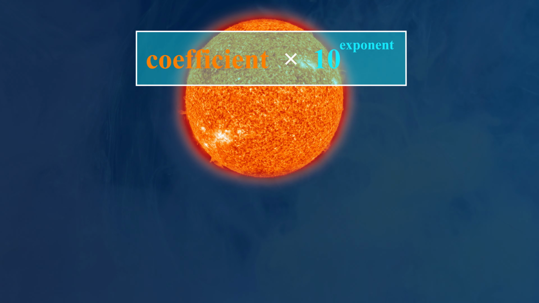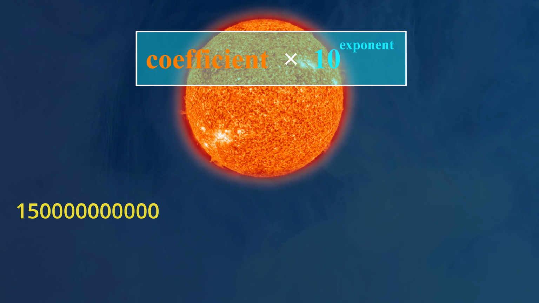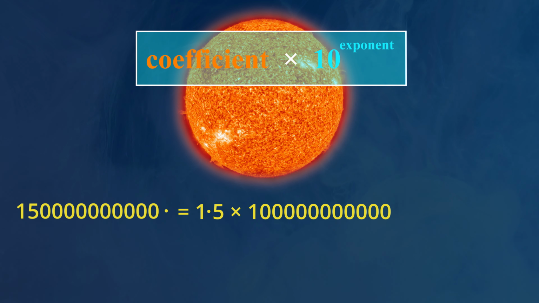The distance from our Earth to the Sun is about 150 trillion kilometres. This time the coefficient is 1.5 because the coefficient must be between 1 and 10. The decimal point was moved 11 places, so the exponent is 11.